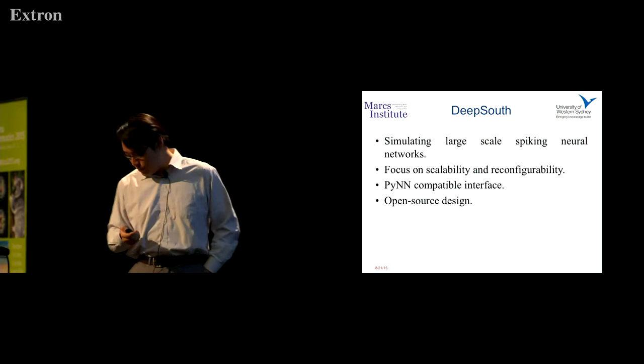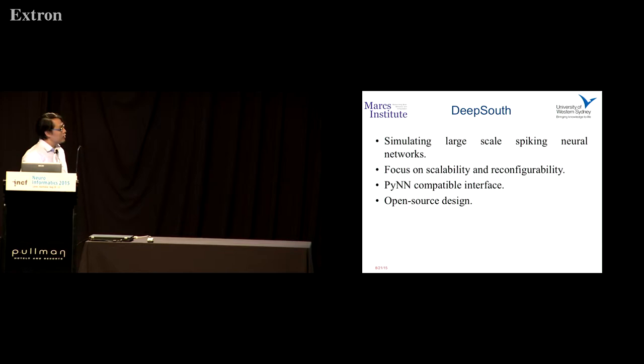So, here is some work we have done to address large-scale simulation. It's called the DeepSouth system, which has been developed for 2 years. It was developed for simulating large-scale spiking neural networks, and we are focusing on scalability and reconfigurability. To make it easier for users, like the previous speaker talked about, and to save scientists' time, we make a PyNN-compatible interface. And it's an open source design. It's a collection of FPGA design and hardware, the analog VLSI design.